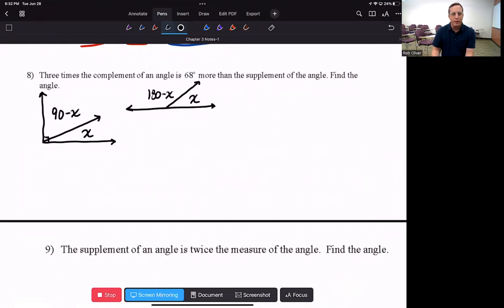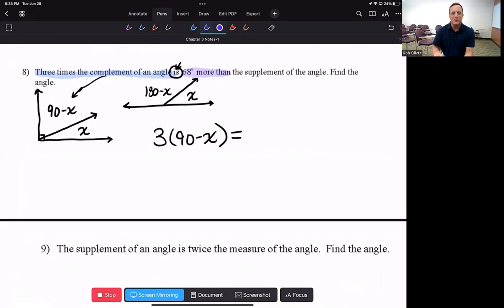It says 3 times the complement of an angle. Well, that's the complement right there. So 3 times 90 minus x equals 68 more than, which has that word "than" in it, which tells us that we should put that after. And then the supplement of an angle, well, that's the supplement right there. So I'm going to do 180 minus x plus 68.